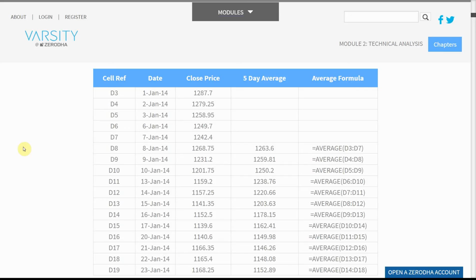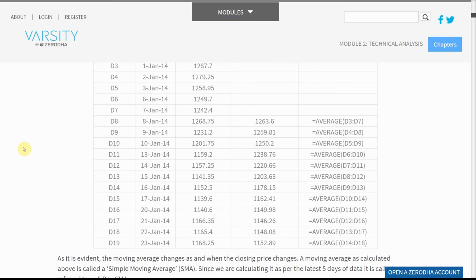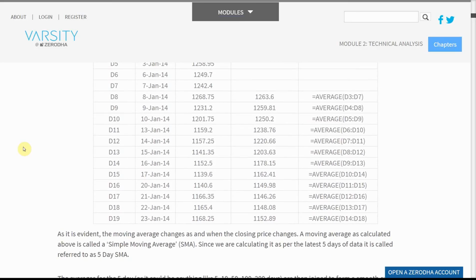D11, the 14th of January, 13, 1159.2. 1238.76 equals average. D6, D10. D12, the 14th of January, 14, 1157.25. 1220.66 equals average. D7, D11. D13, the 14th of January, 15, 1141.35. 1203.63 equals average. D8, D12. D14, the 14th of January, 16, 1152.5. 1178.15 equals average. D9, D13.